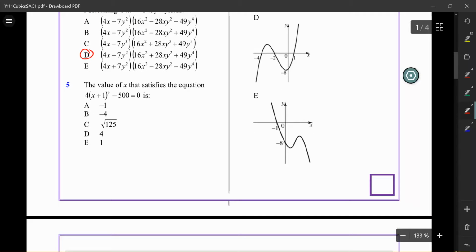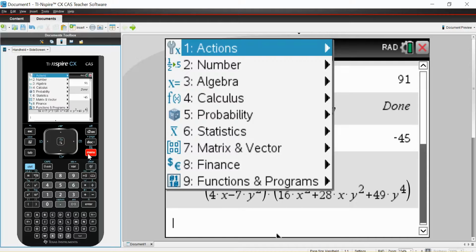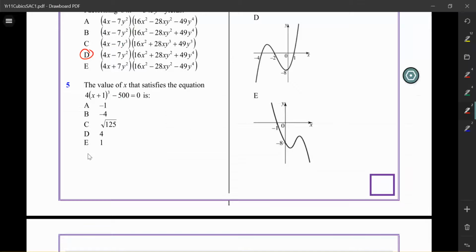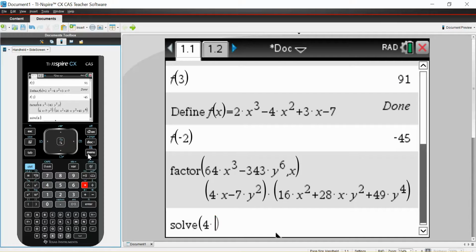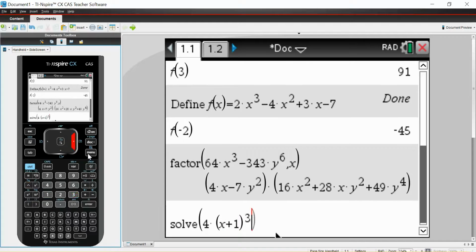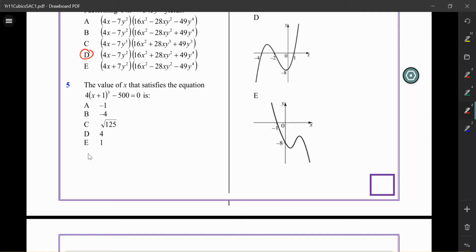Next one, the value of x that satisfies the equation. In this case, you're obviously trying to solve this equation for x. So again, the last tool that I taught you in the calculator section is solve. You can type in the equation, so 4 times x minus 1, oh no, it's plus 1, plus 1 to the power 3 minus 500 equals 0, but remember you're solving for x, so comma x, and there we go, x equals 4, so D.